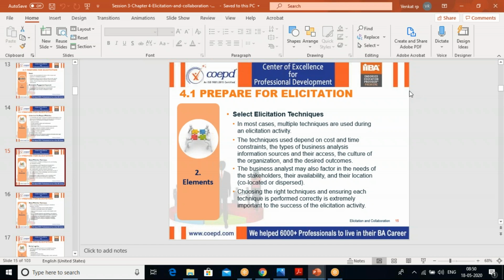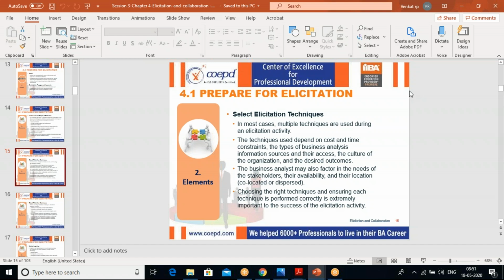The basis for selecting a suitable technique depends on, number one, the cost and the time constraints, and also the types of business analysis information sources and their access, the culture of the organization, and the desired outcome. So based on these five parameters we will choose an elicitation technique. Sometimes we can use a tool for that purpose. If the cost of using that particular tool is very low, it's okay. Suppose the cost is very high, then we have to look for alternative options.